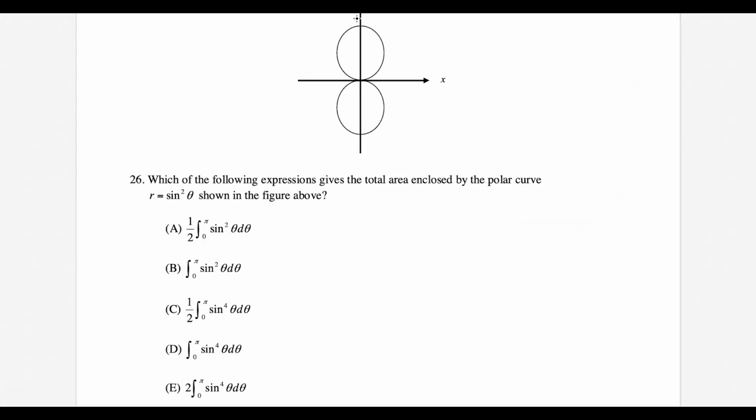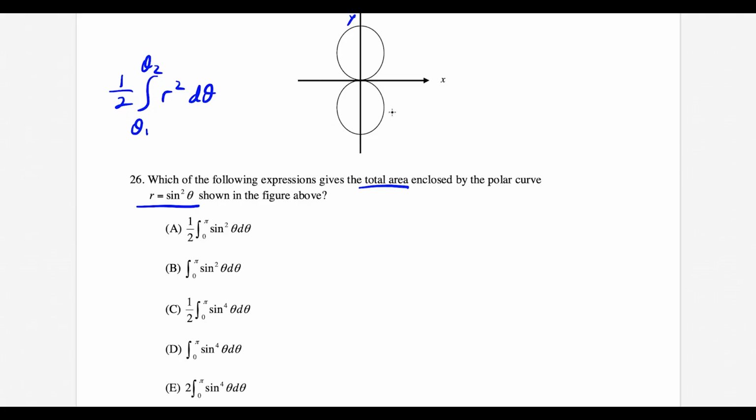So for question 26 here, just know that's the y-axis up there. What we have is we want to know which expression gives the total area enclosed by the polar curve r equals sine squared theta, shown in the figure above. So just know the formula for area under a polar curve is 1/2, and from theta 1 to theta 2, we have r squared d theta.